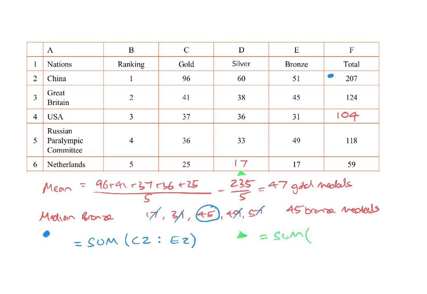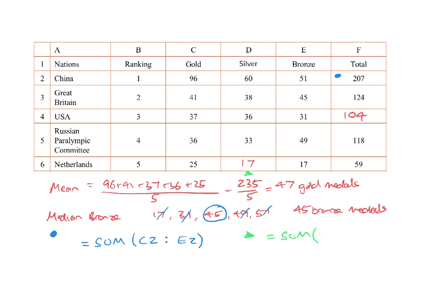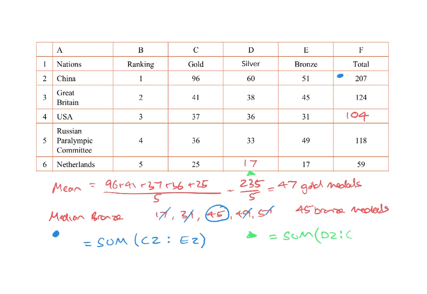Now the first value would be the 60 for China, so that's D2. So D2 colon to the last one, which is the Netherlands, which is D6. Oops, got that wrong. D6, close the bracket, and that's telling the spreadsheet add the values from D2 to D6. D2 and D6 are in the same column, so it would just add up all of these values.